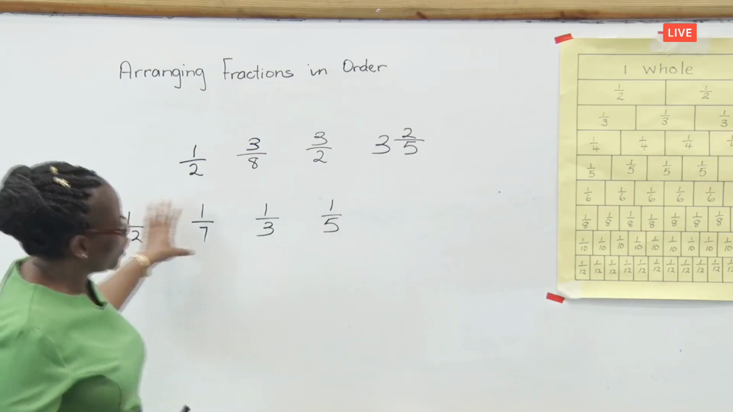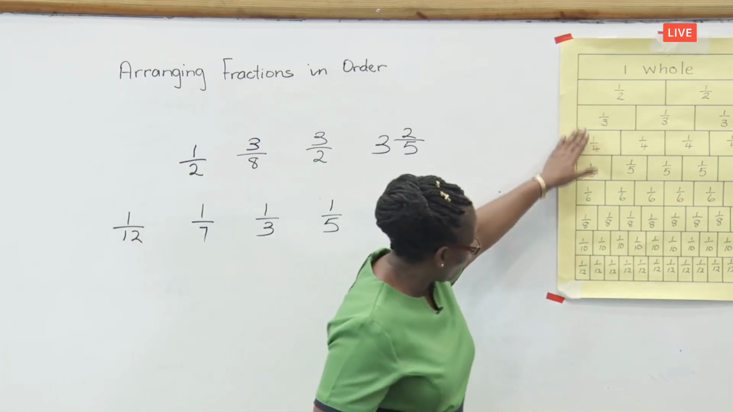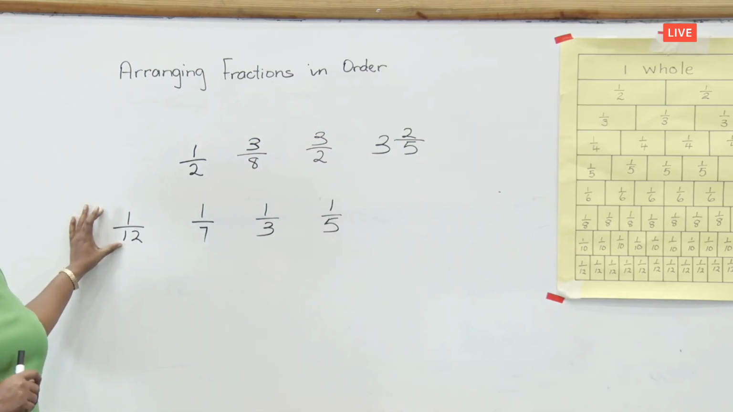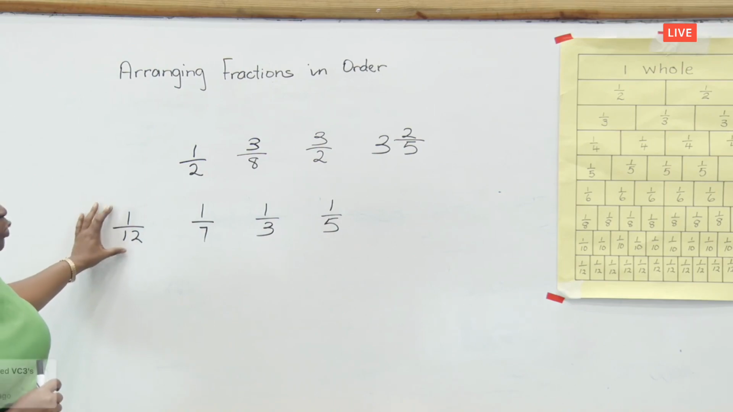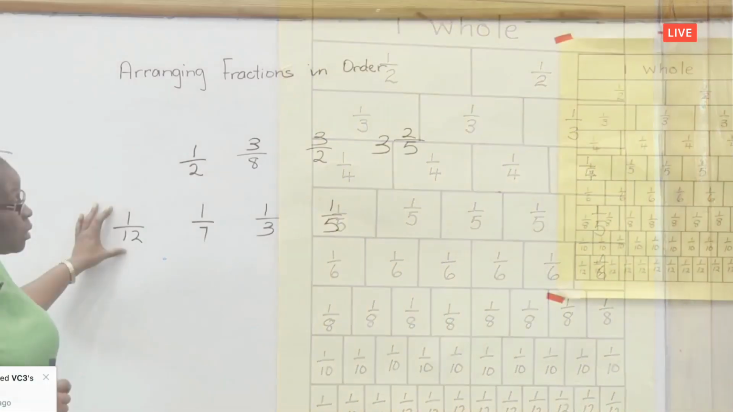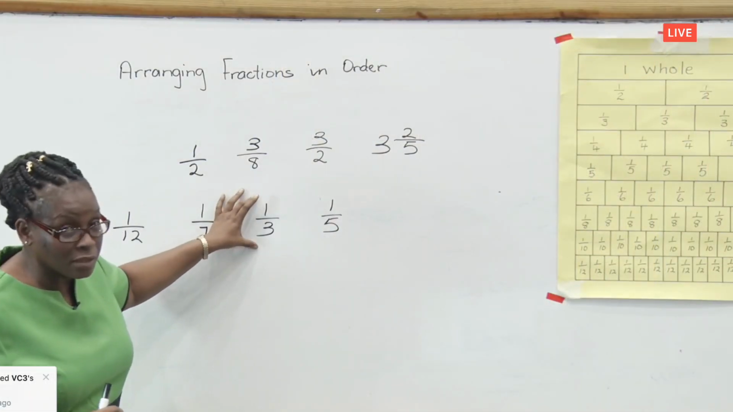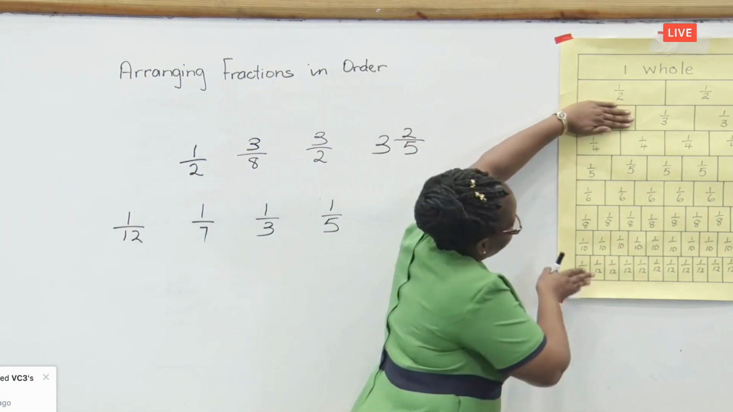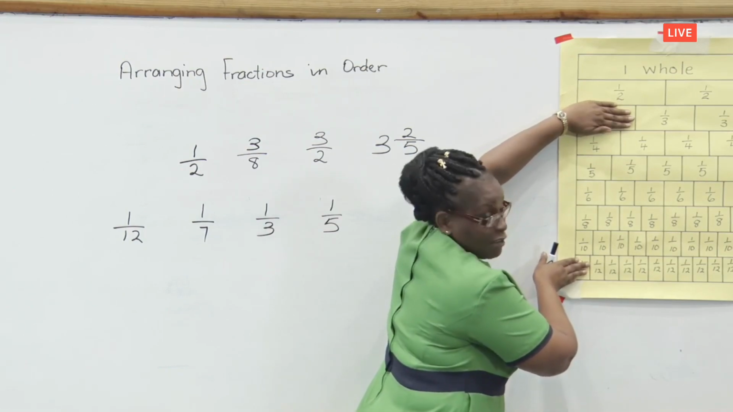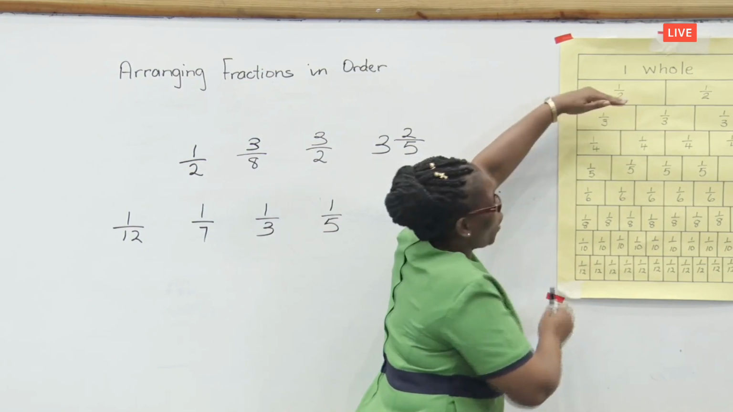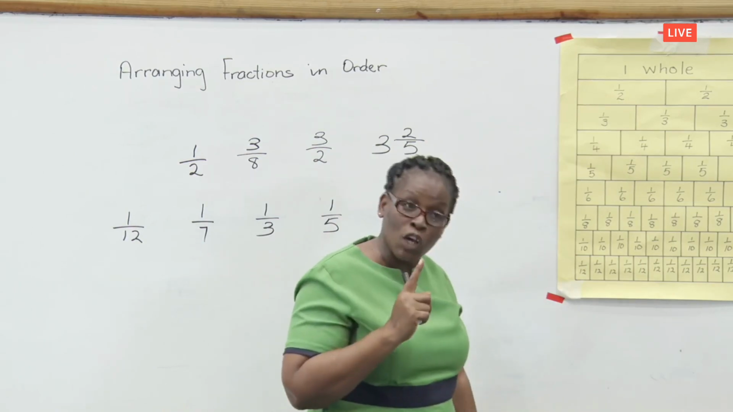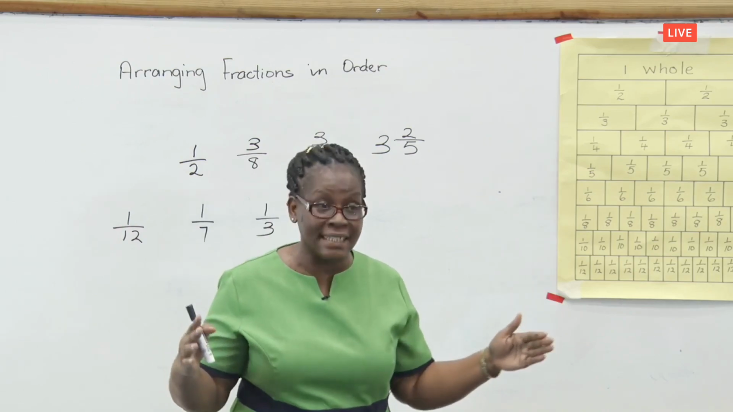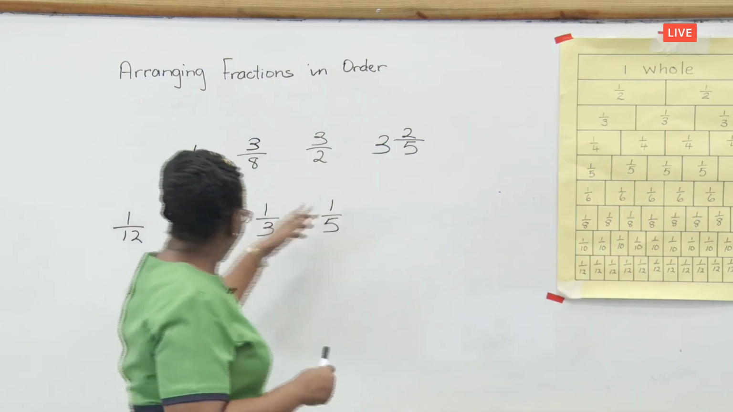So we can look here, and when we look here, which of these fractions do you think is the smallest? Okay, 1/12. You sure it's not 1/3? Okay, so let's look. Here is 1/3, and here is 1/12. So yes, you are correct. 1/12 is smaller than 1/3 because we have more pieces.